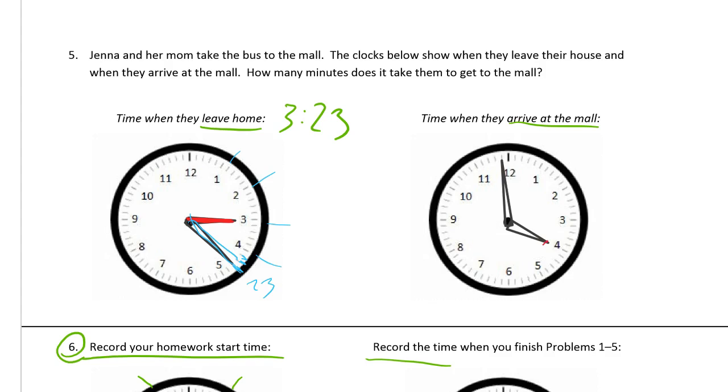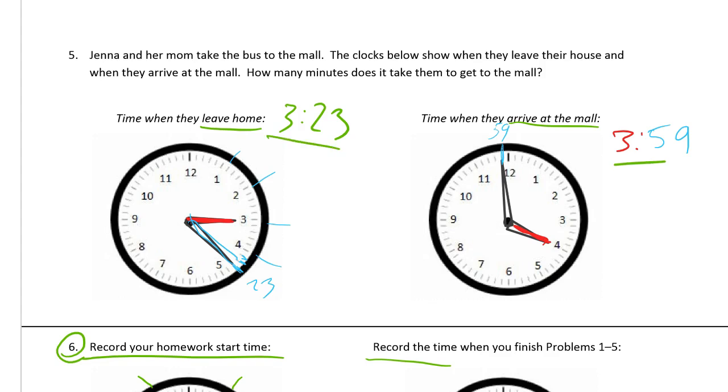And then it's almost 4, which is still 3 something. It looks like 4 something, but it's really almost 4, so almost 4 is still 3. And this is on the last minute before we get to 4 o'clock, which is 59. Since it takes 60 to go all the way around, one less is 59. So the time is going to be 3:59. And now we have to figure out the difference between 3:59 and 3:23.